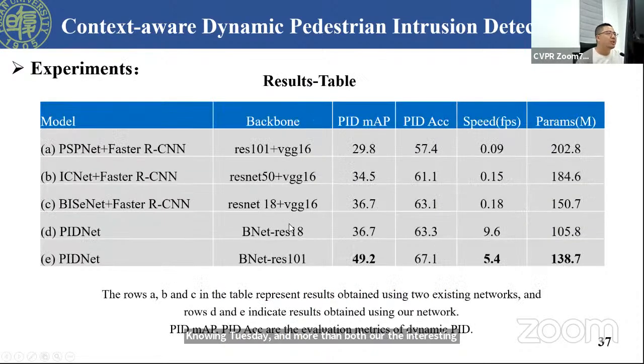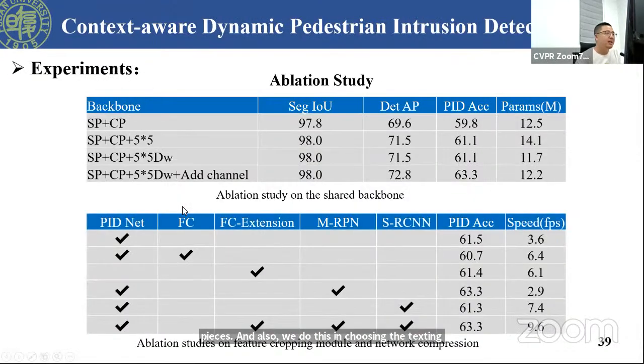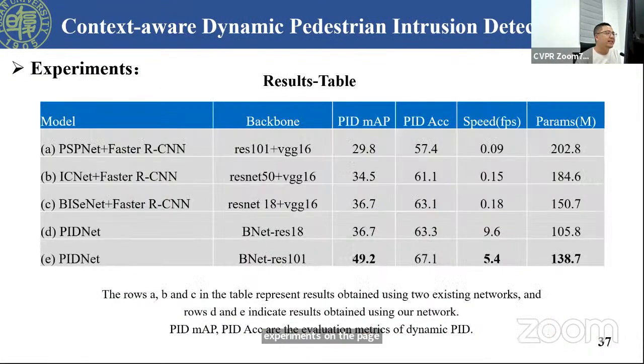And also we do the intrusion detection experiments on the dataset and find our results give a high value of 49.2% PID mAP, and also 5.4 FPS inference speed and 138.7 parameters, which is faster than the original segmentation backbone and the detection backbone.